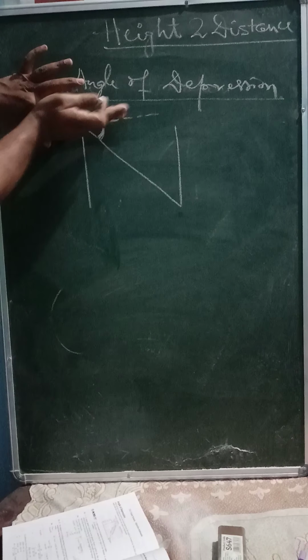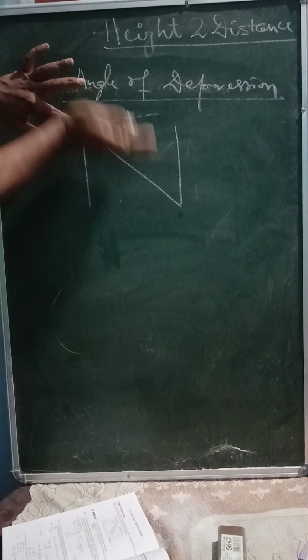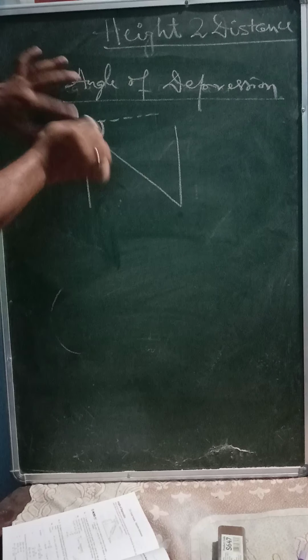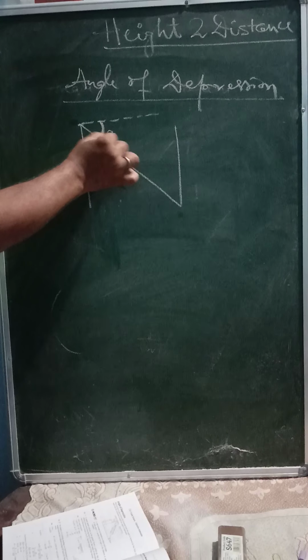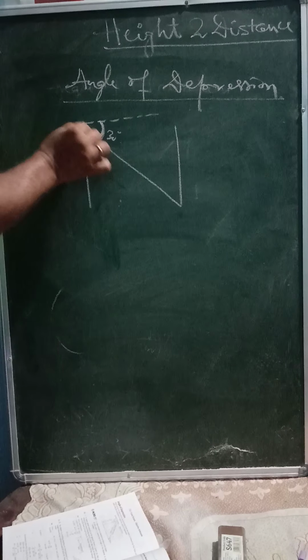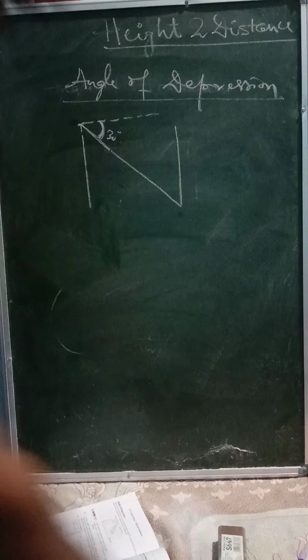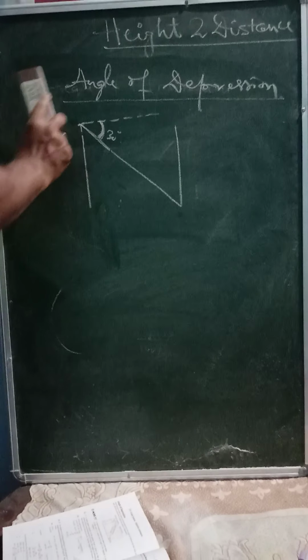Means in this horizontal line, how much angle it is depressed, that is called angle of depression. So this may be 30 degree, 45 degree, or something else. The questions will be given like this. So we must have this idea about the angle of depression or angle of elevation. Understood? Now I would like to give you a question here related to this. Here you just see a question, you just note it down.